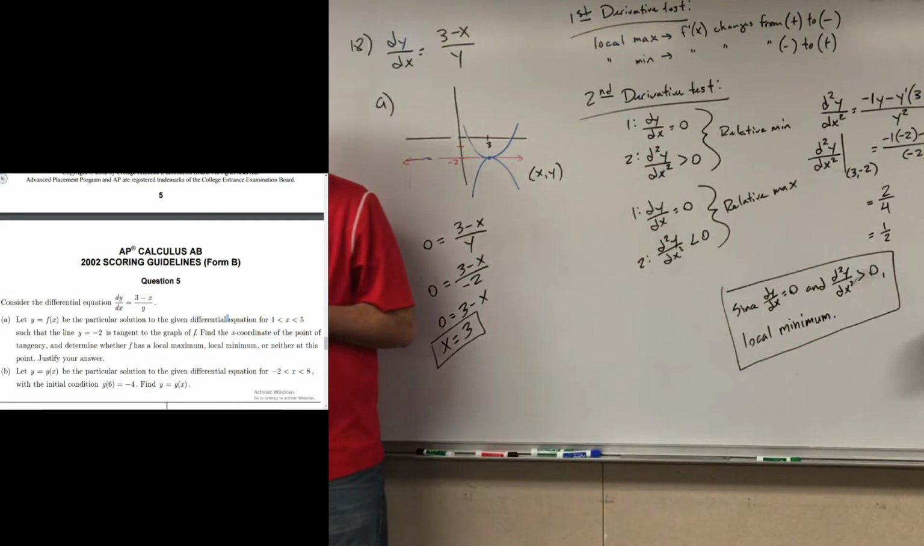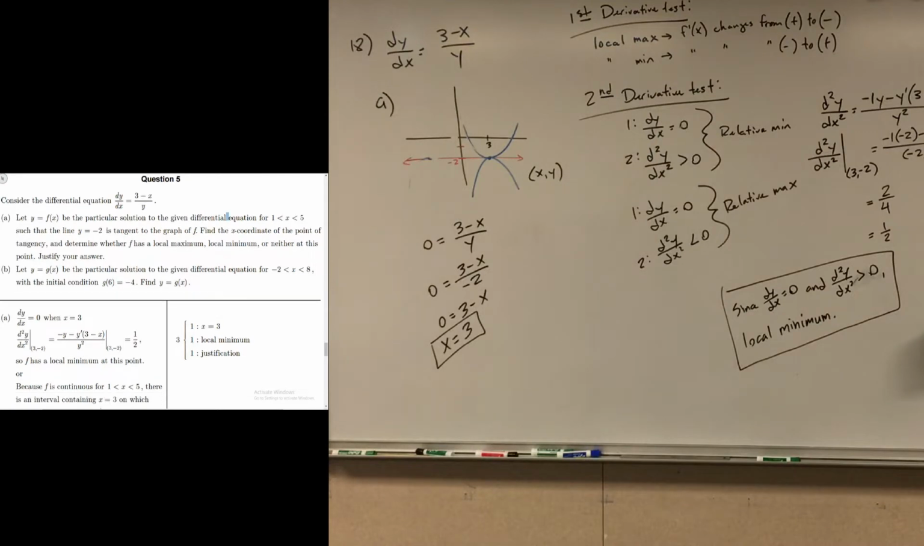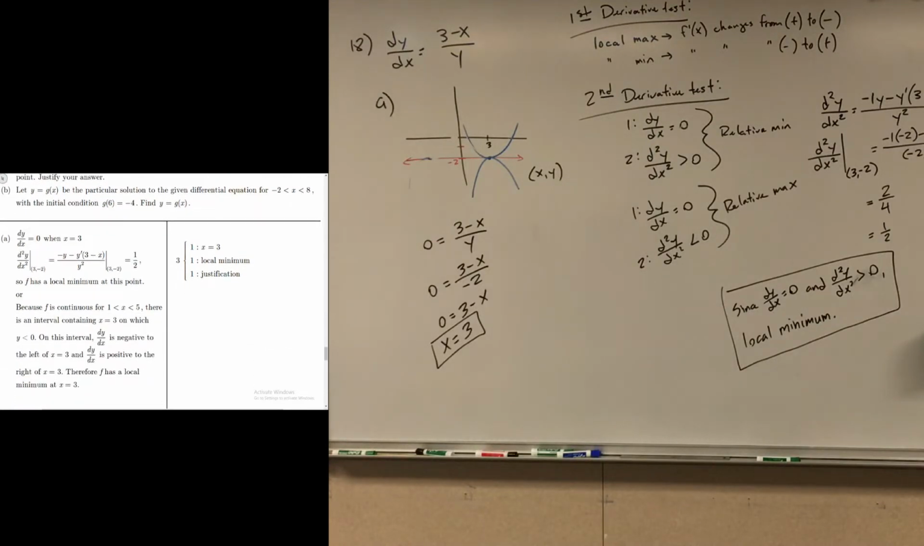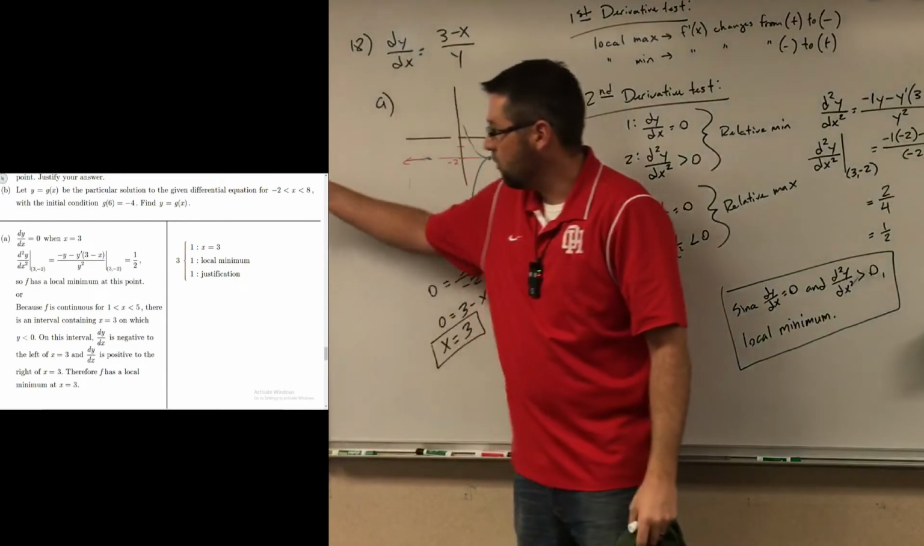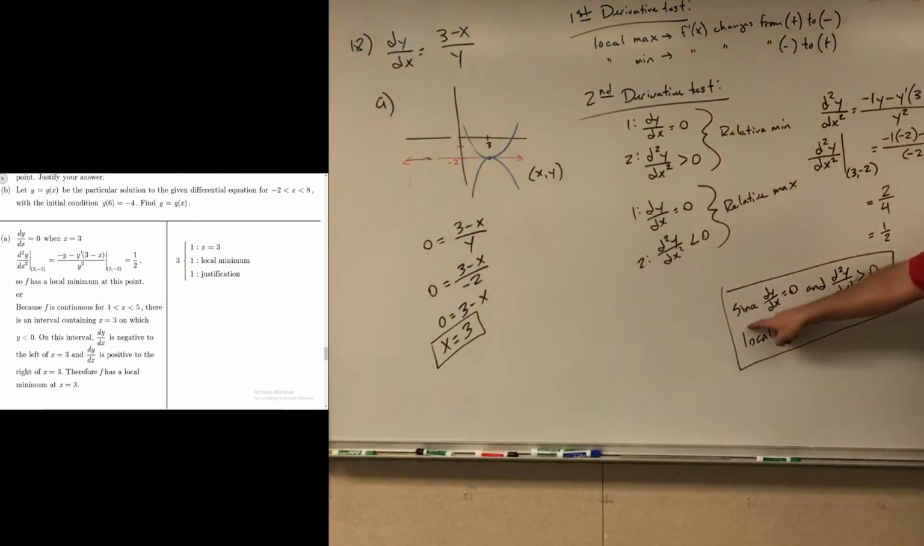Now that problem, they did it differently on here, and when I read it, it didn't make sense to me. So if you can read that and make sense of it, that's fine. But you should have gotten the first point, 3, when x equals 3. That's 1 point. 1 point for identifying the local minimum, and 1 point for the justification. So this is the justification, but to get there, you had to do the second derivative. You guys okay with that?